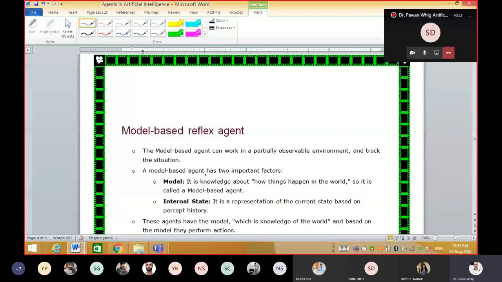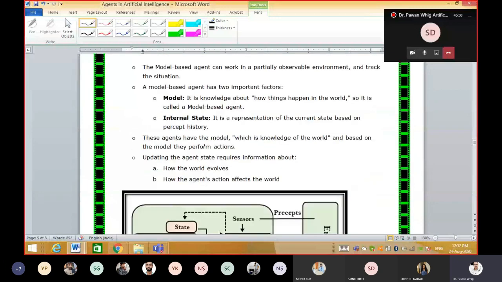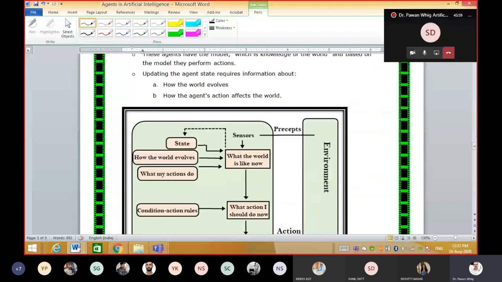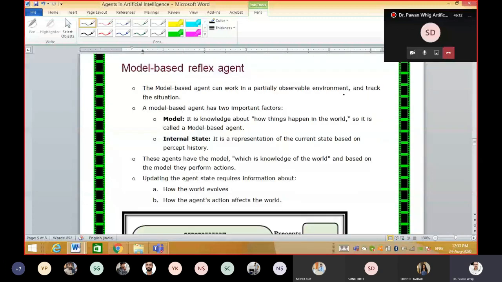The next one is the model based reflex agent. The model that we are talking about is a little bit different from the simple reflex agent. How? I will tell you. The model based agent can work in a partially observable environment and track the situation. The model based agent has two important factors. Number one is the model. It is knowledge about how things happen in the world.